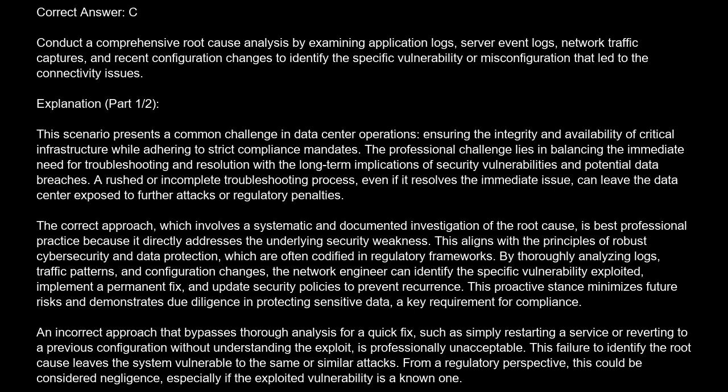A correct approach, which involves a systematic and documented investigation of the root cause, is best professional practice because it directly addresses the underlying security weakness. This aligns with the principles of robust cybersecurity and data protection, which are often codified in regulatory frameworks. By thoroughly analyzing logs, traffic patterns, and configuration changes, the network engineer can identify the specific vulnerability exploited, implement a permanent fix, and update security policies to prevent recurrence. This proactive stance minimizes future risks and demonstrates due diligence in protecting sensitive data, a key requirement for compliance.